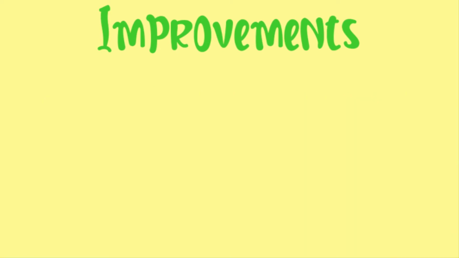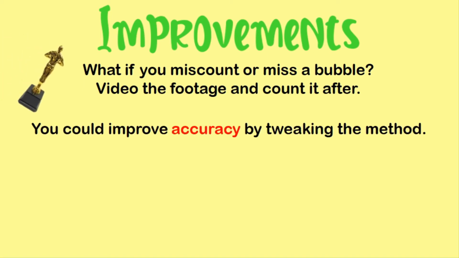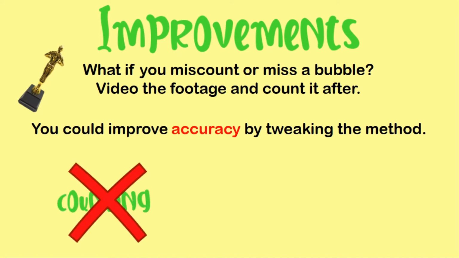Now, alternatively, a couple of other things. You might miss a bubble. You know, it's not the most exciting thing in the world, so you might not be paying attention. But speaking of excitement, you could video it and then watch it back to check you got it right. Now, there's a much bigger one, which is you could improve the accuracy by changing the method slightly. Because counting bubbles, if you're counting bubbles, I don't want to know you.